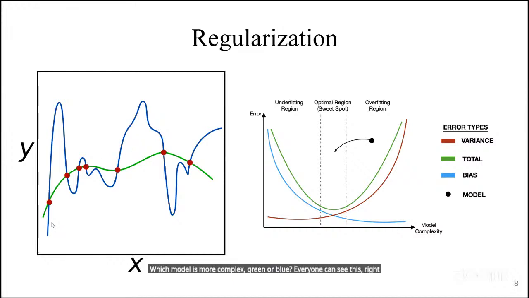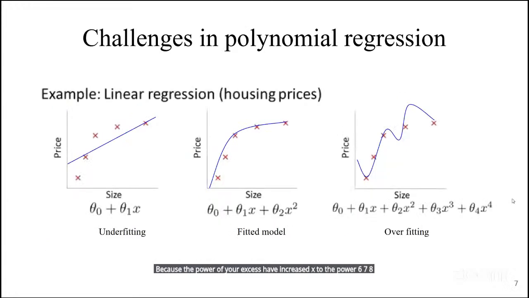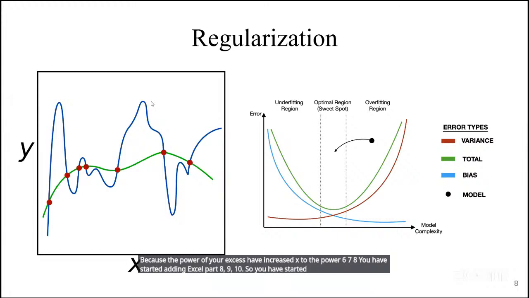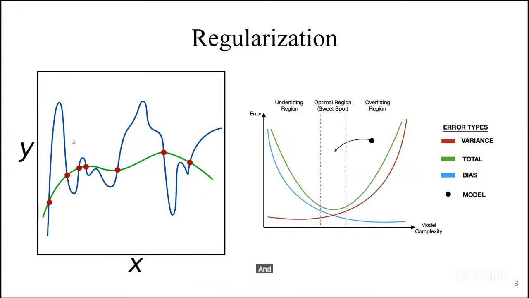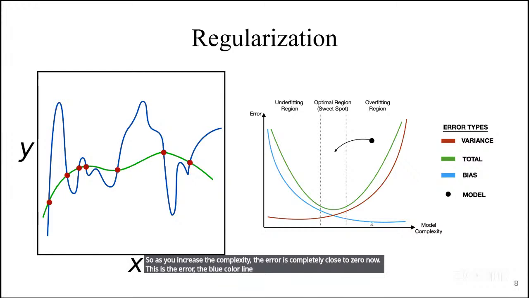For the blue model, as the complexity increases, the model's variance increases significantly. You have multiple curvatures now because the powers of your x have increased: x to the power 6, 7, 8. You have started adding x to the power 8, 9, 10, so you have started adding more curvatures. That's how you can say that the blue is more complex than the green one. As you increase the complexity, the error, the blue line in the plot, is getting very close to zero.